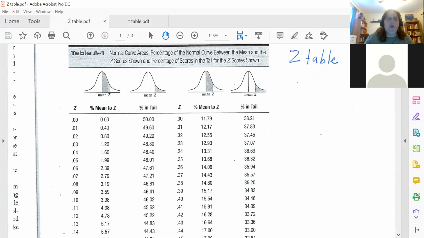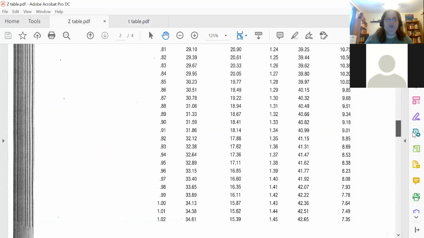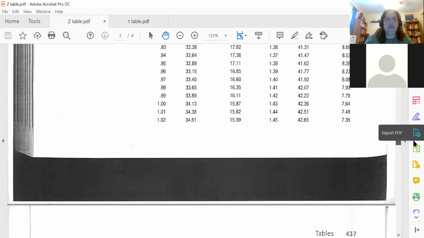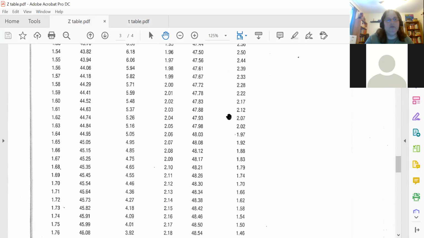If it's alpha of 0.05 and it's one-tailed, then you're going to have 5% in your tail. So I scroll down until I find something close to 5% in my tail, which is right here, the 0.05. I go to the left. My cutoff is 1.64, either 1.64 or, depending on how I'm looking at it, negative 1.64.